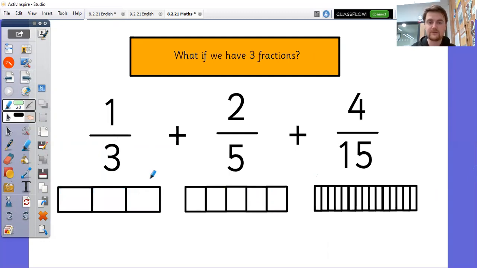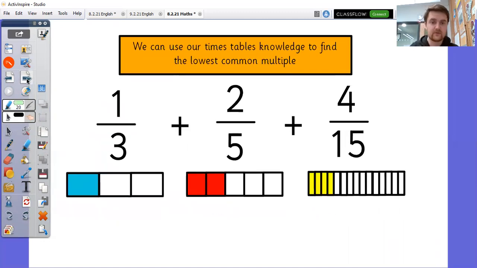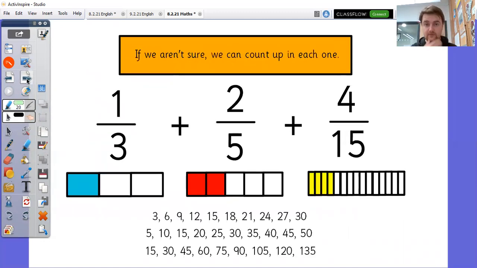So what if we have 3 fractions? So here I've got 1/3 plus 2/5 plus 4/15, and there are their visual representations. Now immediately we have the same problem that we had last time, that the denominators aren't the same. And even if there's 3 fractions, to be able to add them, we need all 3 of them to have the same denominator. So instead of just having 2 lots of times tables to go through, this time we've got 3 lots of times tables to go through.